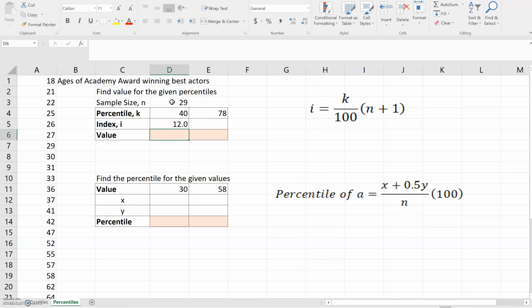Okay, so I got exactly 12 for the index, so I go to the 12th number on the list, and I get a value of 37. So the 40th percentile, or P40, is 37.